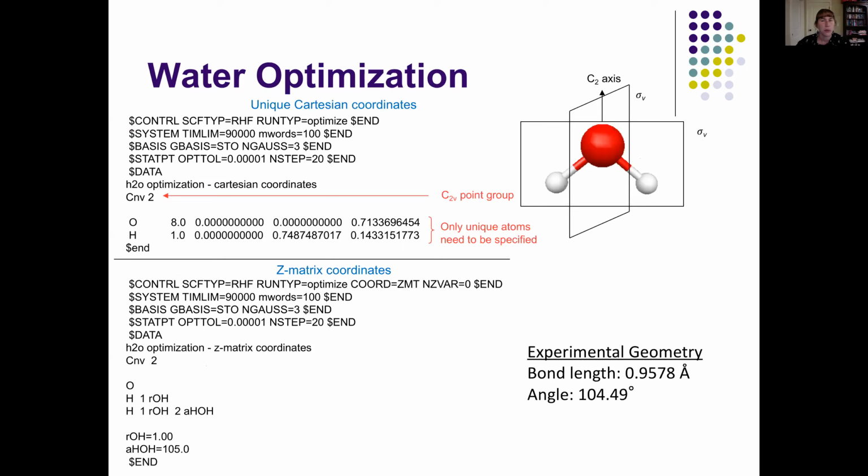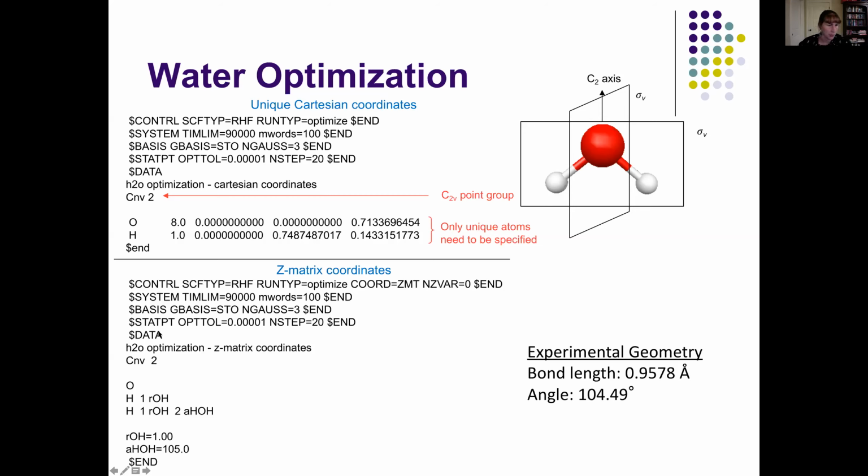So now let's talk about two different water input files. These are GAMESS input files for water. We can do them in terms of unique Cartesian coordinates or in terms of Z-matrix coordinates. So with our water file, we've got some of the dollar groups that we often see. We've got our control group specifying we're doing a Hartree-Fock optimization. Got some time limit and word memory parameters. In this particular case, we're setting up an STO3G calculation. Got a little bit tighter tolerance than the default. We'll do just 20 steps. And then here's our data.